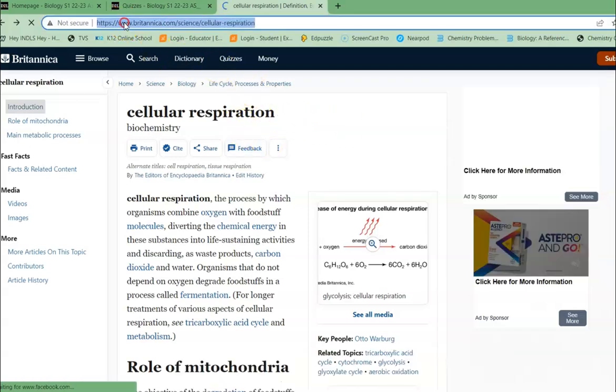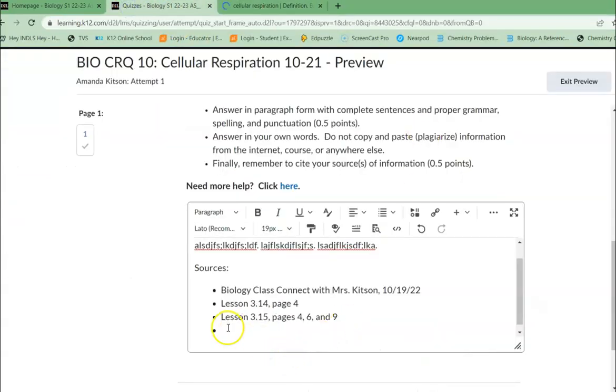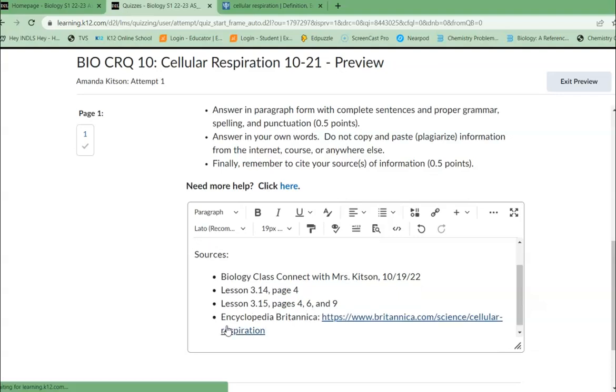All you have to do is right-click on the website, copy, go back to your quiz, and put Encyclopedia Britannica, and then just paste the website in so that I know where you got it. But be specific when you paste in that website. I need to know that it was more than just Encyclopedia Britannica. It was the page in Encyclopedia Britannica about cellular respiration. All you can do is give me the web address and you're good.